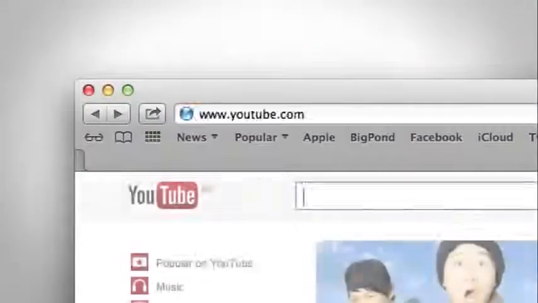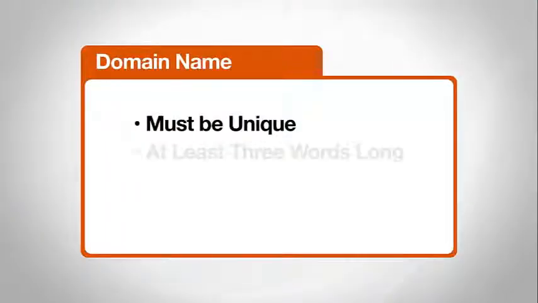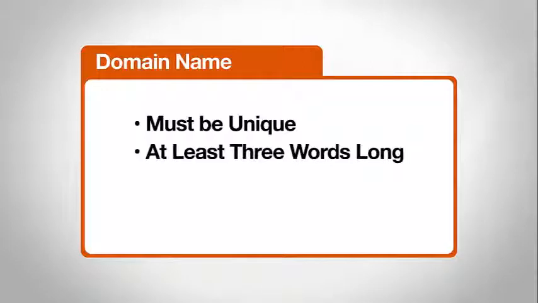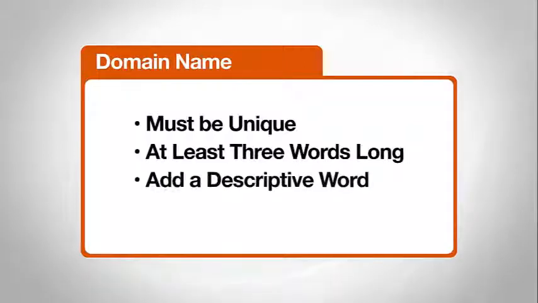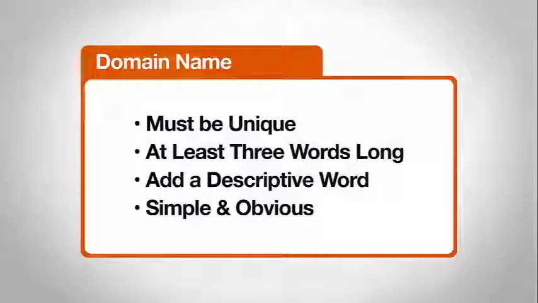A domain name is just the web address of a site. YouTube.com or Amazon.co.uk, for example. You'll need to choose a domain name. Domain names must be unique. You can't choose one that's already taken by someone else. And almost all the good, short domain names were taken long ago. You'll probably have to come up with something at least 3 words long. If the name you want is taken, try adding a word; upholstery.com should be available. Whatever name you choose, just keep it simple and obvious.